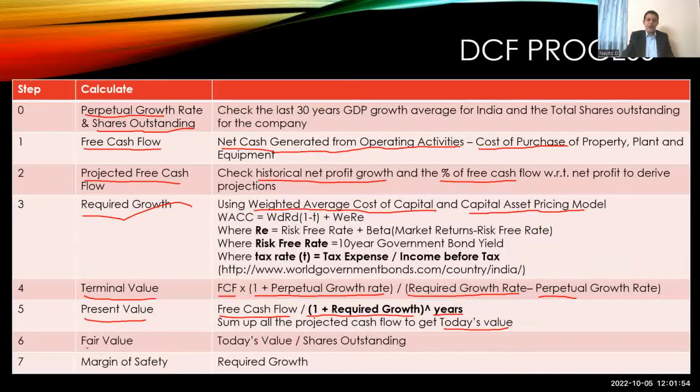Now to determine the fair value of the company, we take the present value, or the intrinsic value, and divide it by the total number of shares outstanding. This will give us the fair value of the company. It is the investor's choice to buy directly based on the fair value, or to also apply a margin of safety. The margin of safety is different for different investors depending on their risk appetite. I typically take the required growth rate, or the cost of capital, to be the margin of safety.